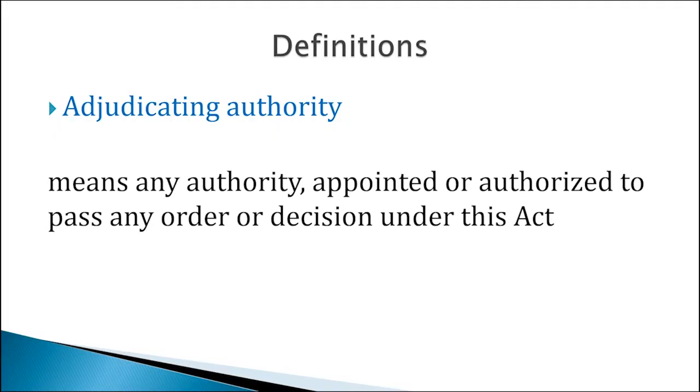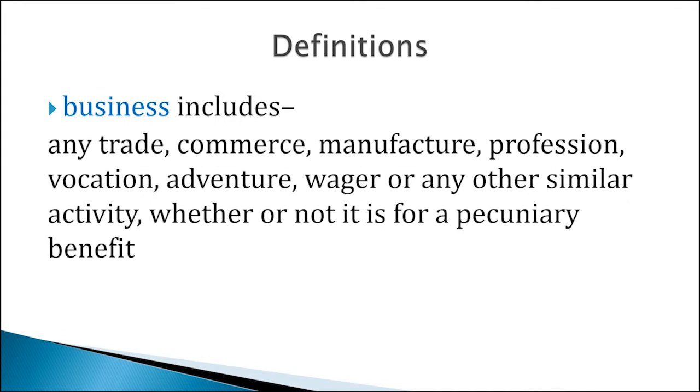Adjudicating authority means any authority appointed or authorized to pass any order or decision under the GST Act. And the next one is business. What is business? It includes any trade, commerce, manufacture, profession, vocation, adventure, wager, or any other similar activity, whether or not it is for a pecuniary benefit.